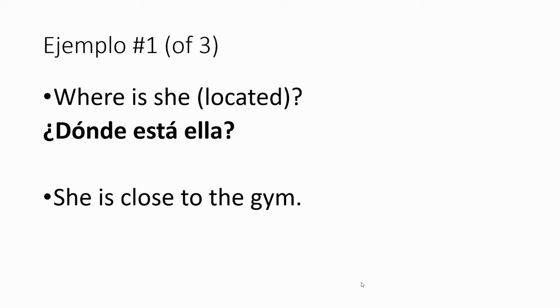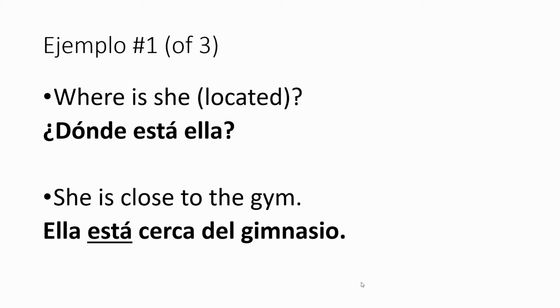Let's tell where she is. How would you say she is close to the gym? I'm hoping you came up with ella está cerca del gimnasio. A couple things to note here. Make sure it's ella está for she is instead of ella es. Es is ser. We want forms of estar for location. And then instead of cerca de el, it has become cerca del gimnasio.